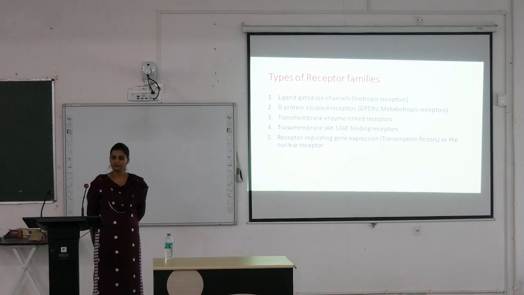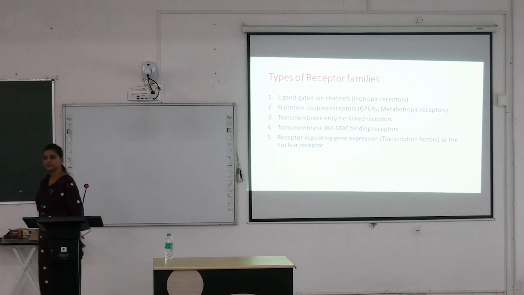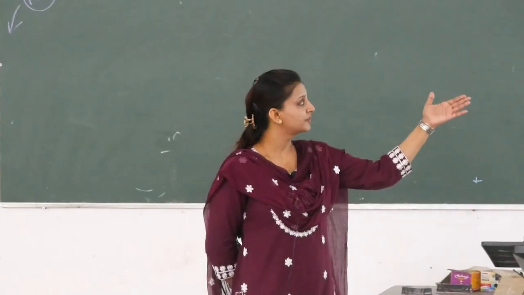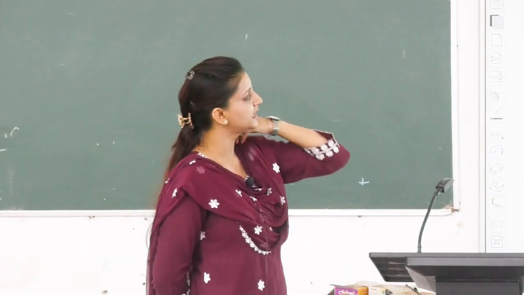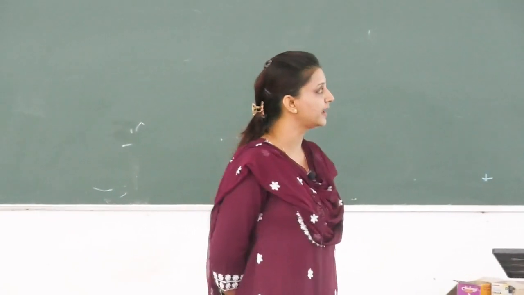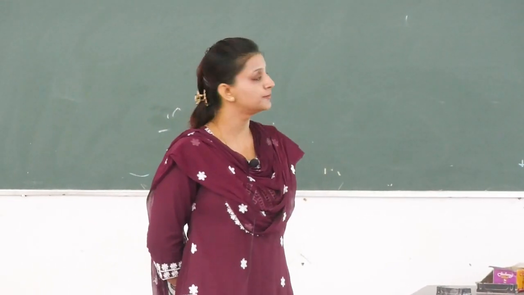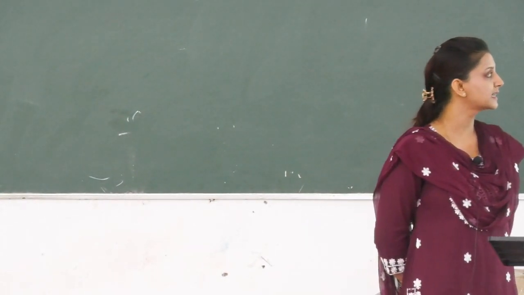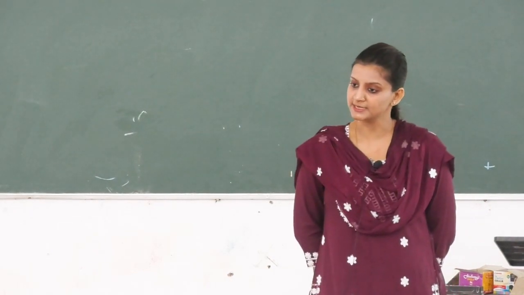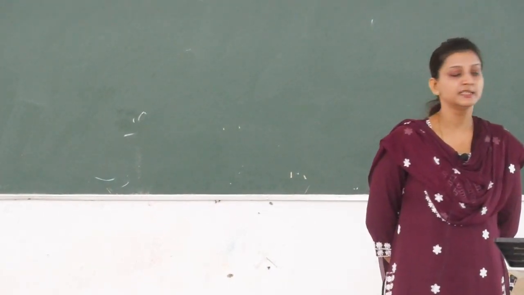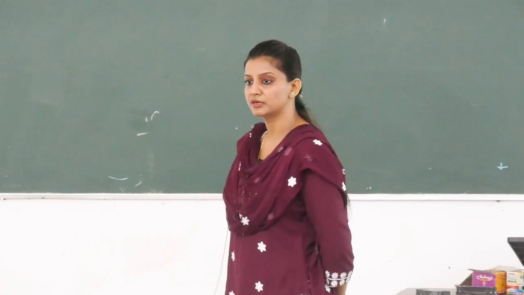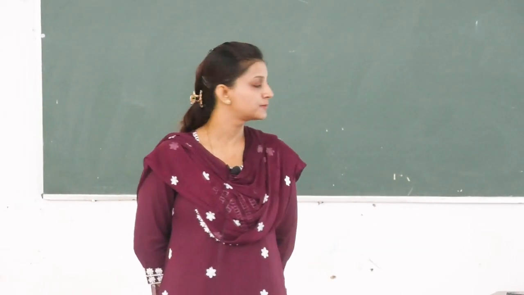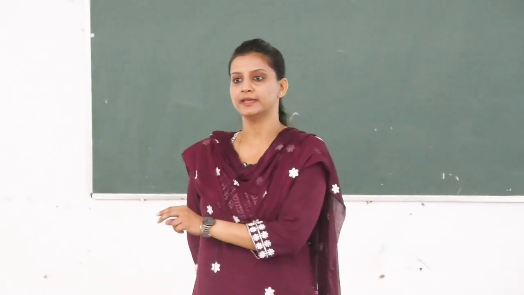Receptor types or receptor families. We have seen where receptors are located, on the cell surface or intracellular, and on the basis of their functions, how receptors initiate the response, they are classified into 5 groups. They are ligand-gated ion channels, G protein coupled receptors, transmembrane enzyme receptors, and transmembrane JAK-STAT binding receptors. These are all transmembrane. The receptor regulating gene expression is intracellular. Okay, till now we have done this much. Next day, the explanations are dose, effect, response.